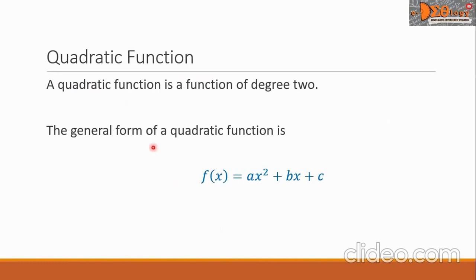The general form of a quadratic function is f of x equals ax squared plus bx plus c, where a, b, and c are real numbers and a is not equal to 0. By the way, when we say degree 2, the highest power that we can see in the function is square.